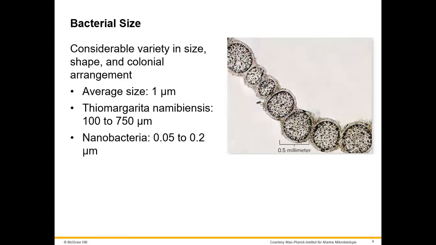Bacteria show considerable variety in size, shape, and colony arrangements. The average size of a bacteria is 1 micron. There's a very large bacteria that's 100 to 750 microns, which is unusual. There's also very small nanobacteria that can be down to 0.2 microns.